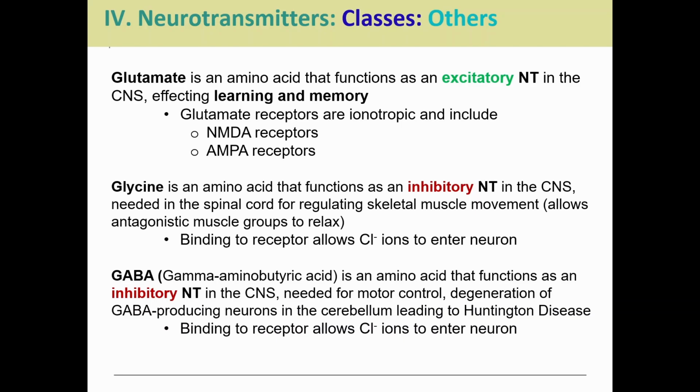We see that when the neurons that make GABA degrade, when someone has Huntington's disease, we see problems there. We see that that's one thing that happens in Huntington's disease. When they bind, it allows chloride ions to get into the neuron. Same thing as glycine, right? They both allow for chloride ions to get in.